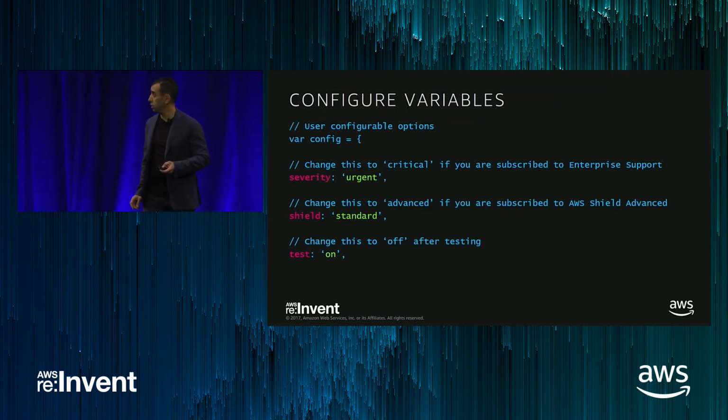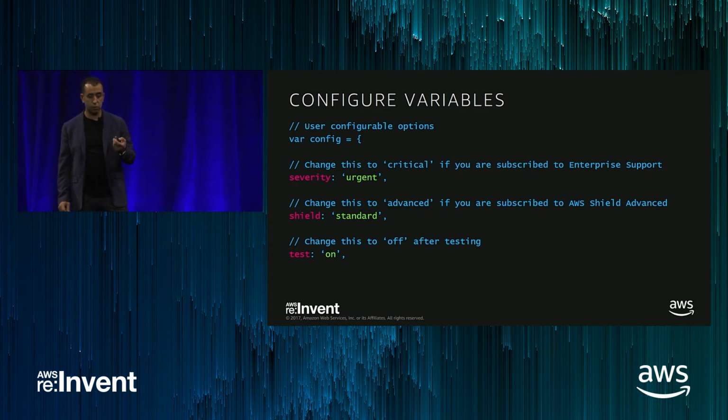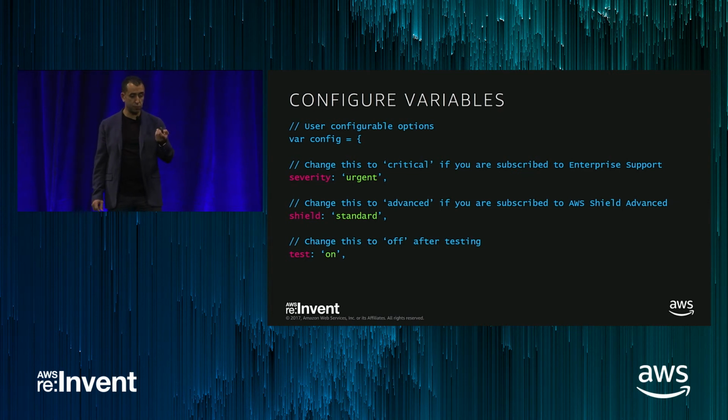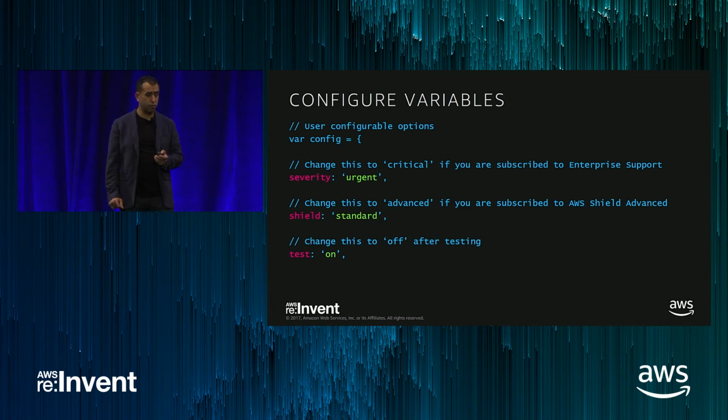So let's talk about the configuring variables that you need to do. If you are today a subscriber to AWS Support Enterprise, you change the severity level from urgent to critical. And if you are subscribed to Shield Advanced, you change your support type from standard to advanced.